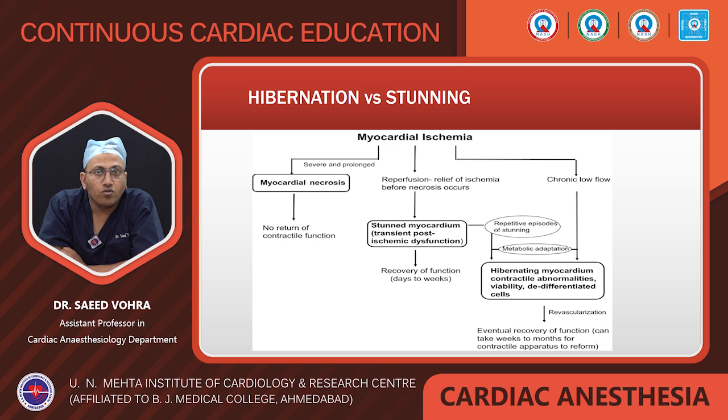If there is chronic low flow, a chronic fixed coronary obstruction, or repeated episodes of stunned myocardium, then a metabolic adaptation occurs and it will result in hibernating myocardium, which will have contractile abnormalities and dedifferentiated cells. It will need revascularization, and the eventual recovery may take weeks to months for the contractile apparatus to reform.